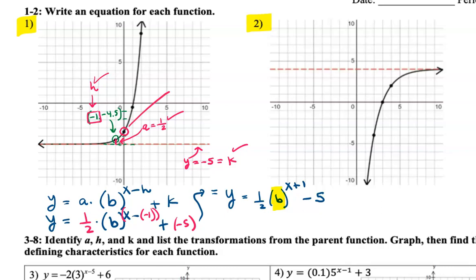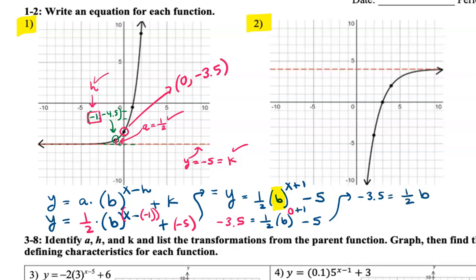The coordinates of that point are 0 for x and -3.5 for y. So I will plug those x and y values into the equation in place of x and y temporarily so that I can figure out the value for b. I end up with -3.5 on the left equals 1/2 times b, because 0 plus 1 just equals 1, and b to the first power is just b, minus 5. So it ends up just being a linear equation, and I can add 5 to both sides.